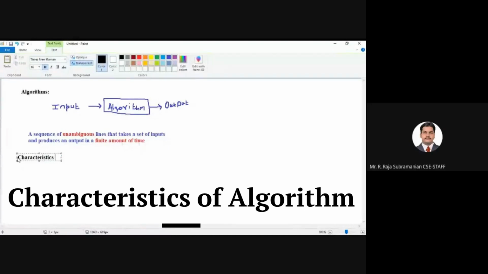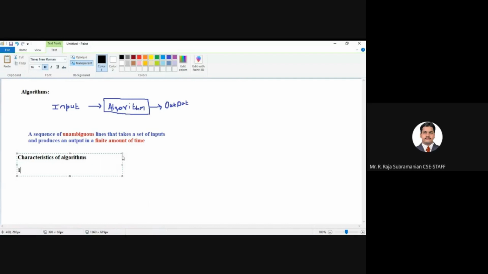Now coming to the characteristics of an algorithm. If you understand the definition clearly, you yourself can say what the characteristics of an algorithm are, right? The first characteristic is very simple: instructions. Instructions are nothing but the lines of the algorithm. Instructions are not ambiguous, or you can say unambiguous. The algorithm instructions should not be ambiguous. That is the first characteristic of an algorithm.